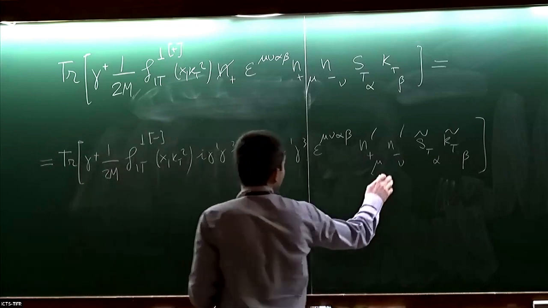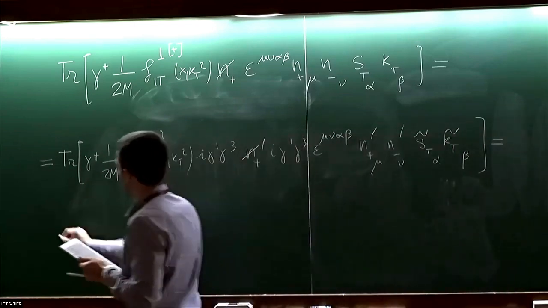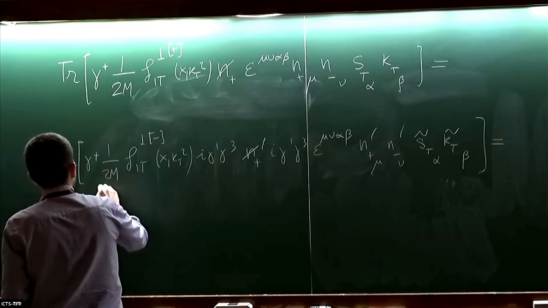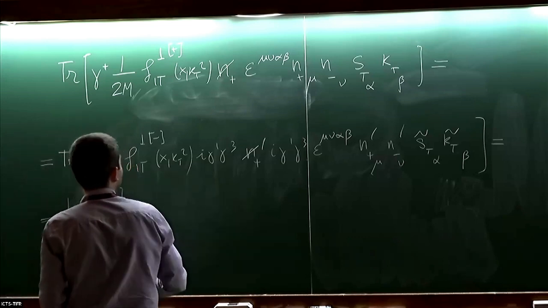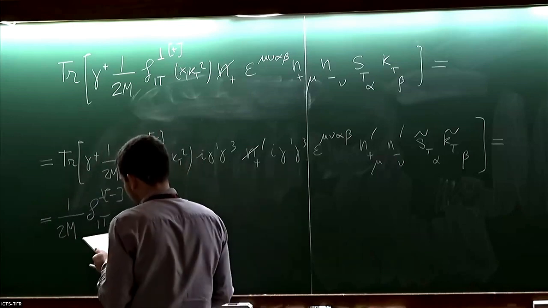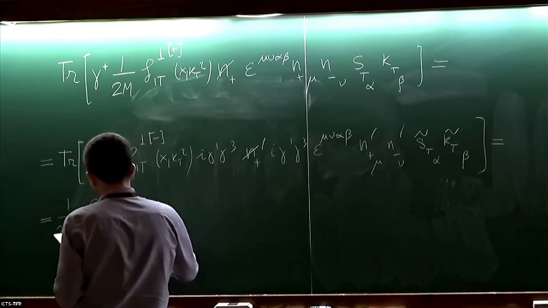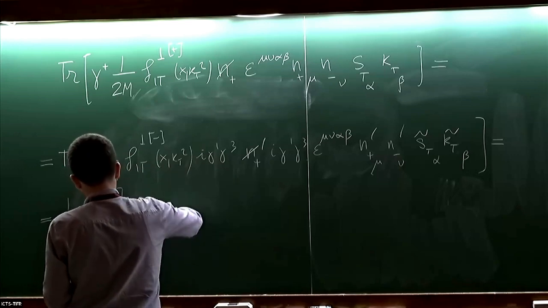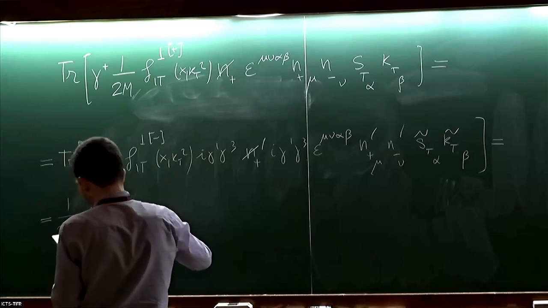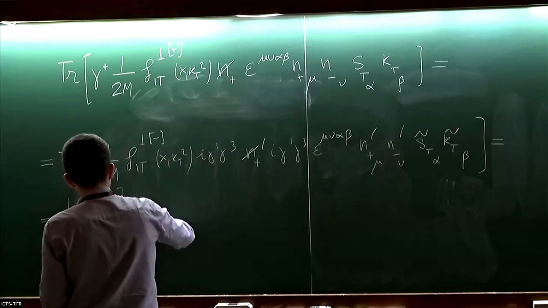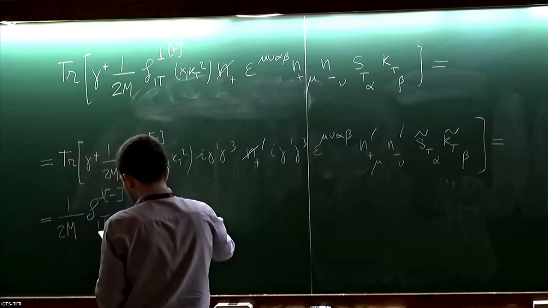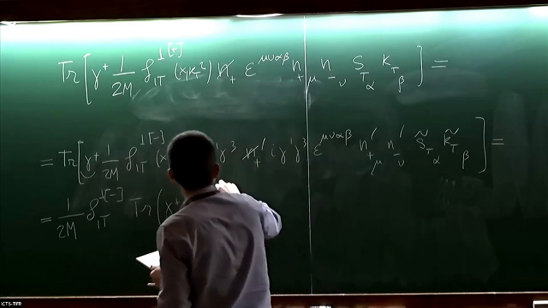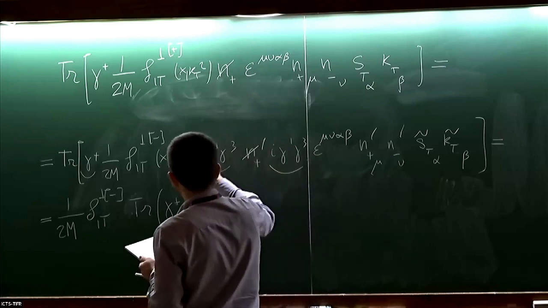We have, if we go on here, we take out whatever is not a Dirac object, so 1 over 2m and the Sievers function, and then you're left with this trace. So let me see, you have the trace of gamma plus, gamma plus. Okay, so you can rewrite gamma plus as I did before using the transformation matrices, gamma plus prime.